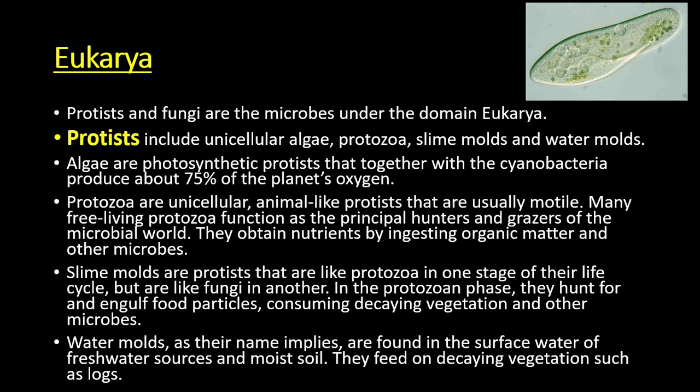Then slime molds are there. They are also protists, and they are like protozoa in one stage of their life cycle, but somewhat similar to fungi in another. In the protozoan phase, they hunt for and engulf food particles, mainly consuming dead and decaying vegetation and other microbes. And next are the water molds.